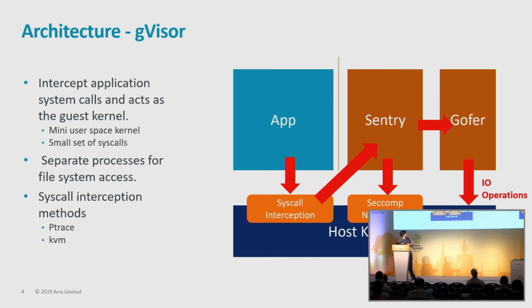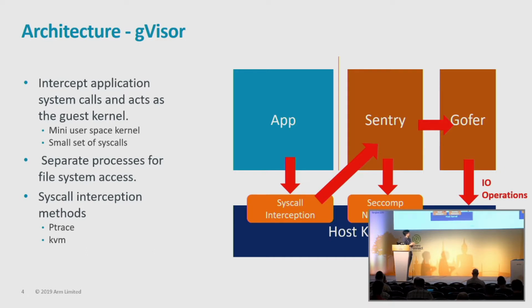Please see the left side of this page. Let me summarize it. For gVisor container, the key feature is that gVisor can intercept application syscalls and exceptions and act as a guest user space kernel. The second is the Gofer process, which is designed to handle all the file system I/O operations for security issues.